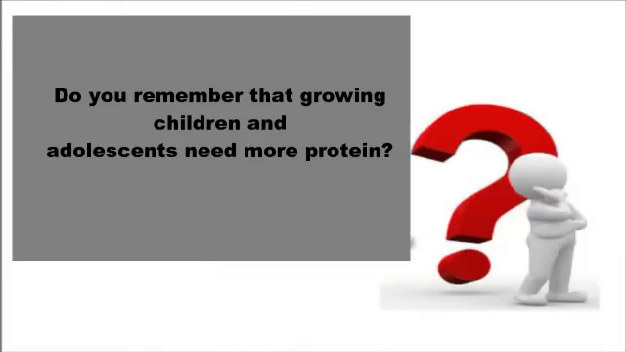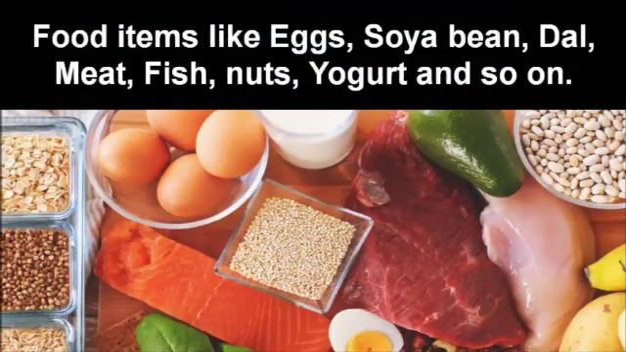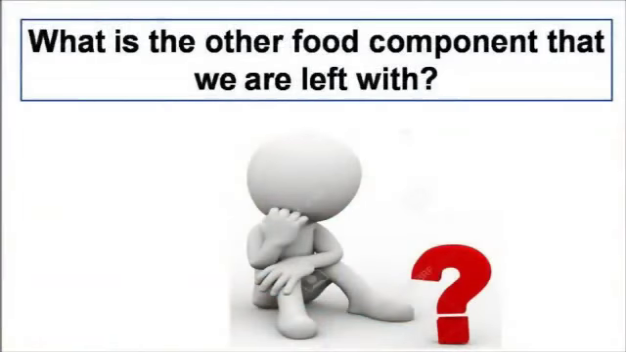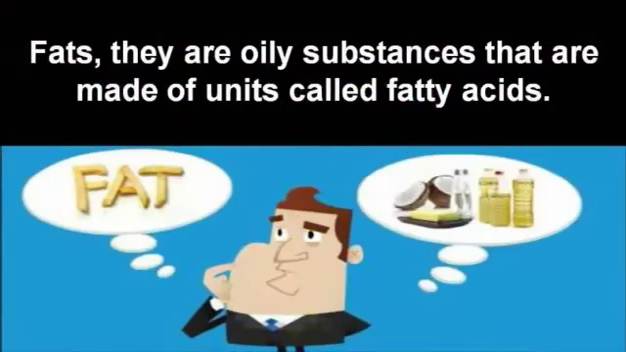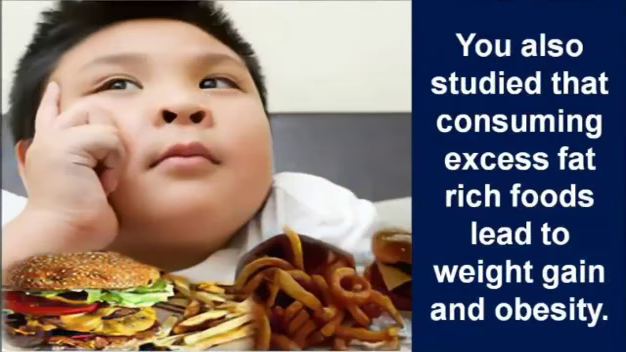Do you remember that growing children and adolescents need more protein? Yes. Food items like eggs, soya bean, dal, meat, fish, nuts, yogurt, and so on are rich in protein. What is the other food component that we are left with? Yes, you're right. Fats. They are oily substances that are made of units called fatty acids. You also studied that consuming excess fat rich foods lead to weight gain and obesity.